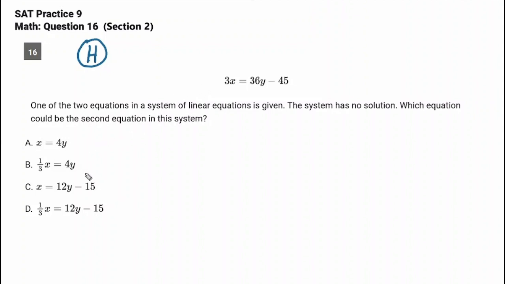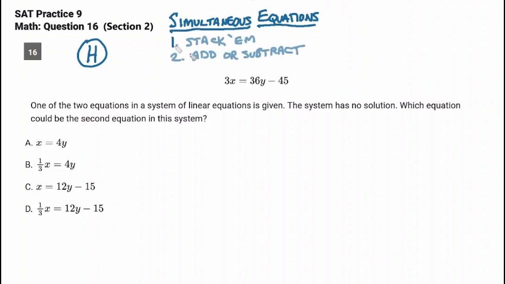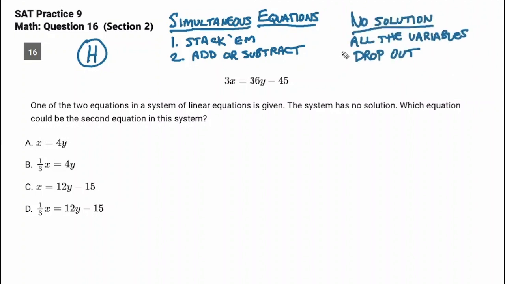So one of these other equations is going to be in the system. There's going to be 2 of them. Simultaneous equations, they're always the same. You're going to stack them and then add them or subtract them. Hard problems have a lot going on. There's more going on here. This system, these simultaneous equations, has no solution. What is no solution? No solution is when all the variables drop out when you stack the simultaneous equations and add or subtract. So we're just going to have to start by writing stuff down.